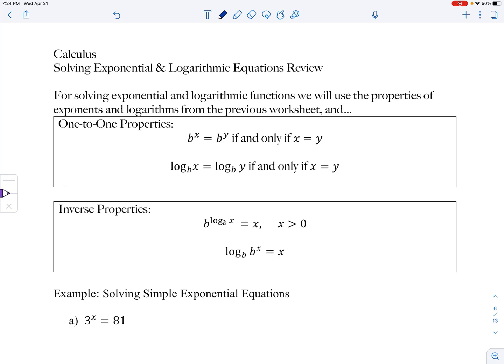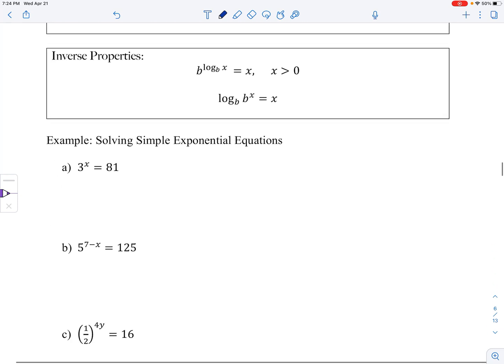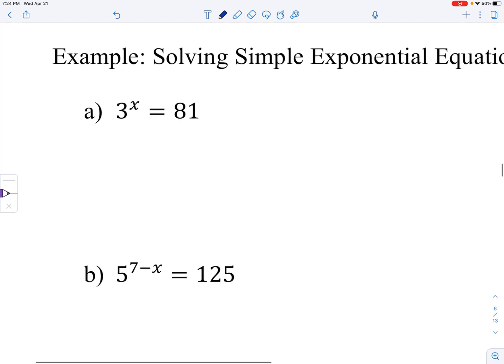And then the inverse property was one of two properties of logarithms that were above, but that's just their name. As long as you're familiar with the different properties of logarithms, we can use that. So for solving these exponential equations, there are options.